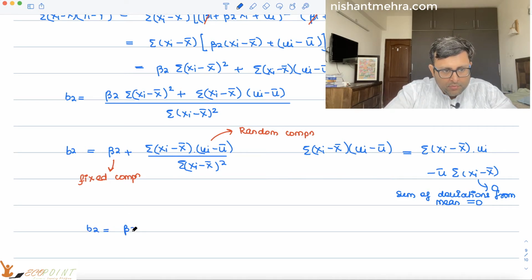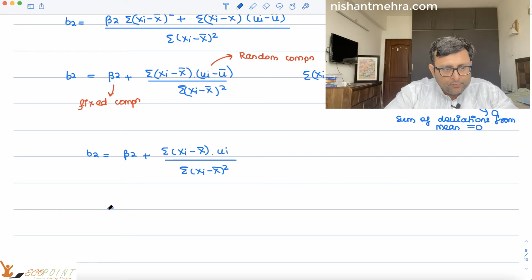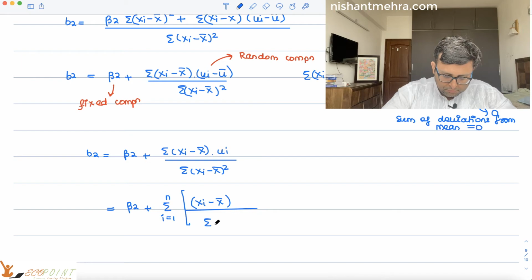So again, write your b2. This is an important proof, right? You need to know it for your exam. And by the way, the reference for this is Dougherty chapter 2. I think this is there in your reading. I can write it like this.